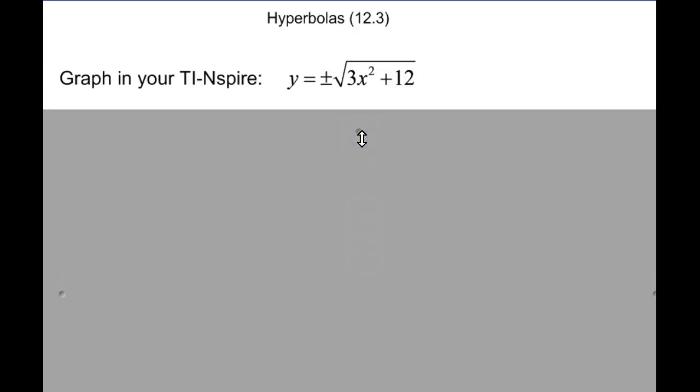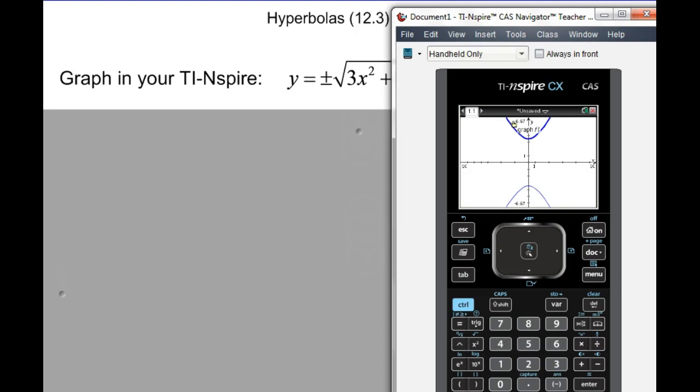Okay, let's learn about hyperbolas. The first thing I want you to see is what a hyperbola looks like. So here is the graph of a hyperbola. It has kind of two parts to it. One looks almost like a parabola going in one direction, and then opening up in the other direction is another parabola. So this one is a vertical hyperbola.